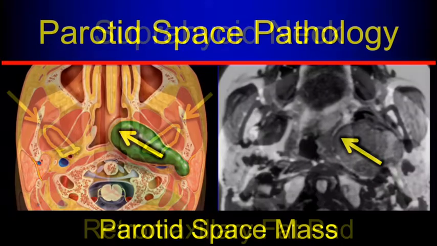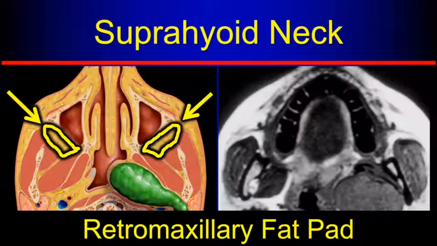Now, also important in this area, we have some spaces that are usually very boring, except when they're very exciting. One of those is the retromaxillary fat pad, especially with perineural tumor spread. We normally just have fat behind the maxillary sinuses, but we can have perineural tumor spread from the pterygopalatine fossa go down into this area, or go from the retromaxillary fat pad up to the pterygopalatine fossa. So that's the retromaxillary fat pad.